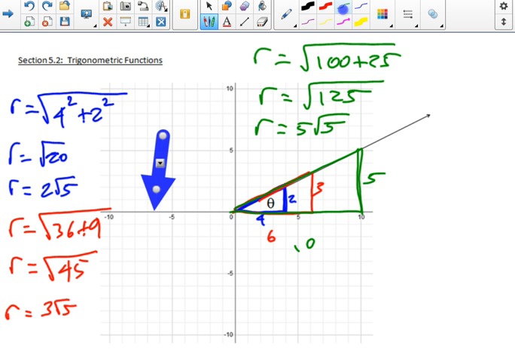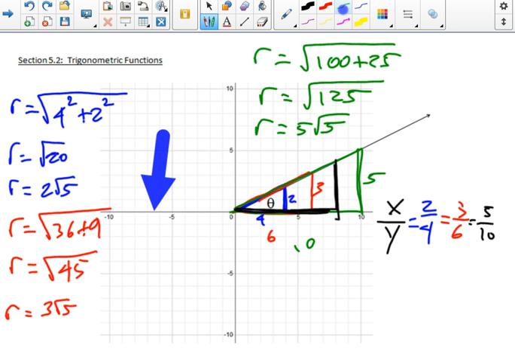and you take any x, for example, and any y, and you place them over each other, you're going to get the same value. You can probably see that already. For example, x over y for the blue triangle is 2 over 4, which is a half, right? For the red triangle, it's 3 over 6, it's a half. For the black triangle, it's 5 over 10, which is a half.